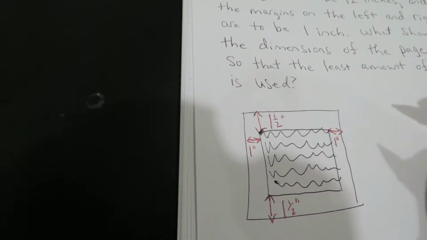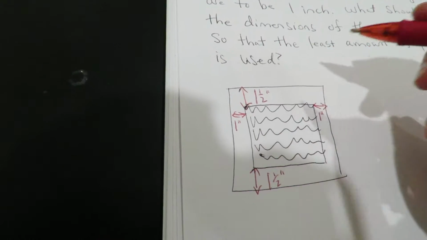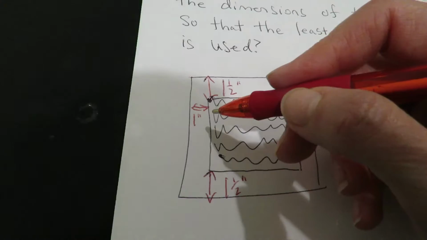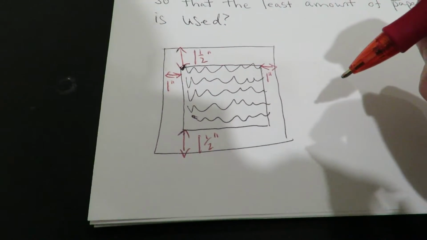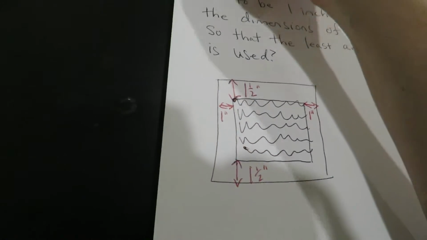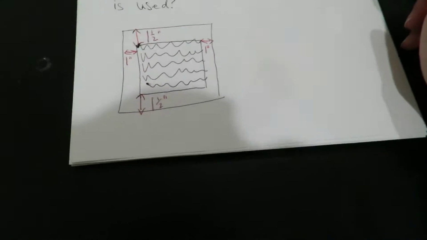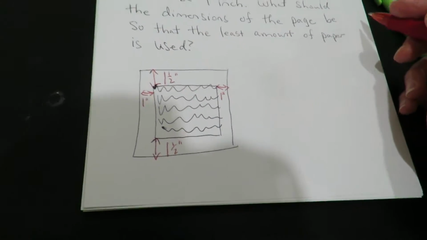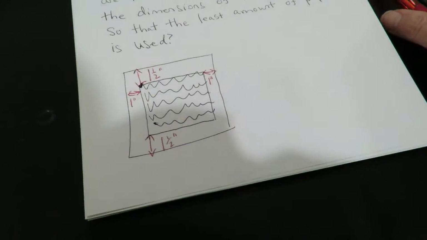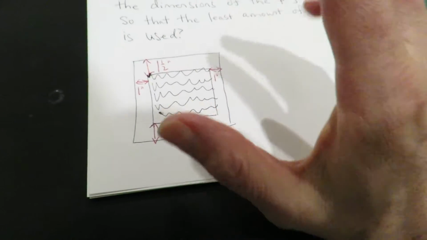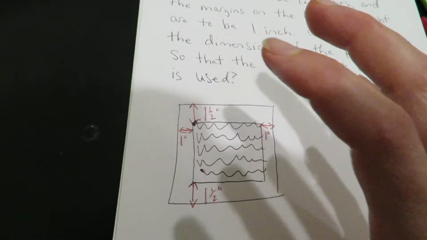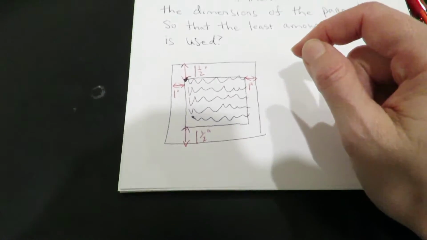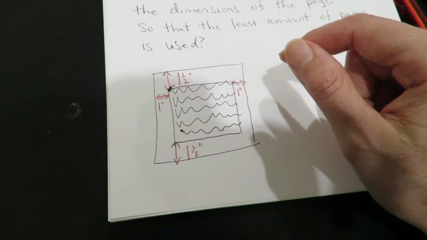What are the dimensions of the big page so that this can happen, if the page is to contain 24 square inches of print? Basically, we want the threshold of the smallest piece of paper that can hold 24 square inches of print with these kinds of margins.